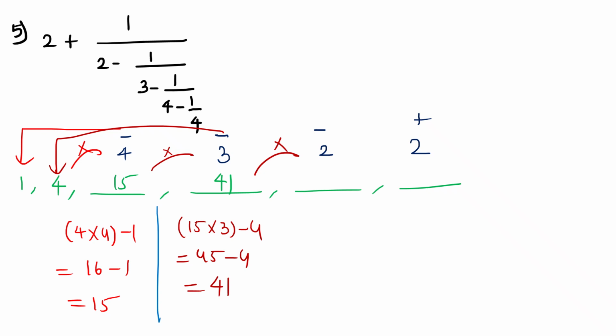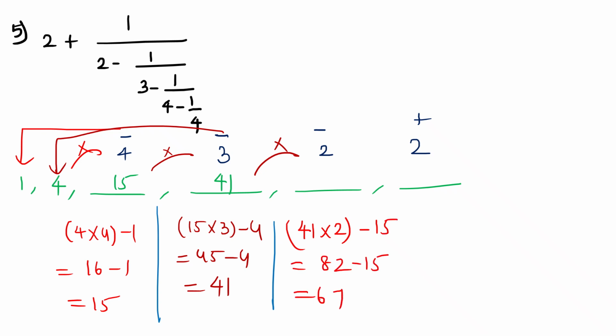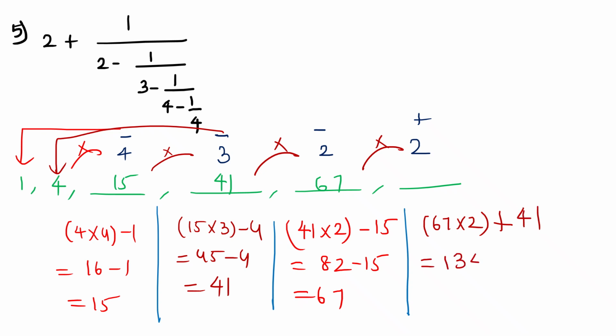Then next 41 into 2 you have to do. Then the previous number of 41 is 15. So that only you're going to write it over here. 41 into 2, that minus 15, which is 82 minus 15, that is 67. That will be in the third blank. Next is 67 into 2, then plus, before 67 the number is 41, plus 41. So you'll get 134 plus 41, you will get 175. The last blank you'll get as 175.